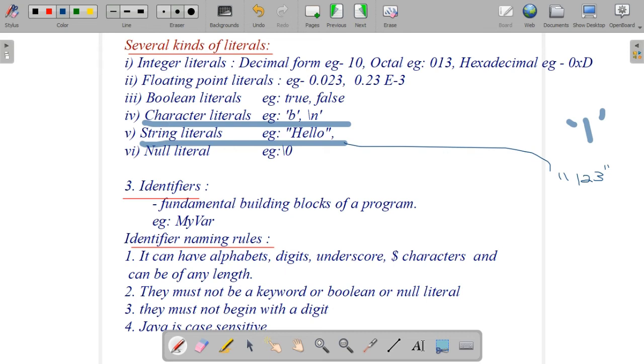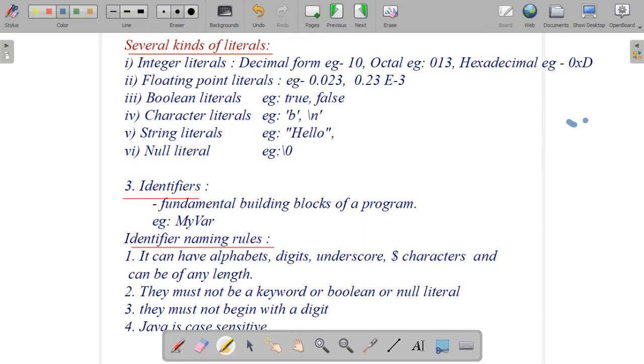So what is an escape sequence? Non-graphic characters are those characters that cannot be typed directly from the keyboard. Like a backspace, can we type? No. Tab, carriage return, next line, these all have a backslash followed by the character. So a character literal in Java must contain one character and must be enclosed in single quotation marks. That is known as a character literal.